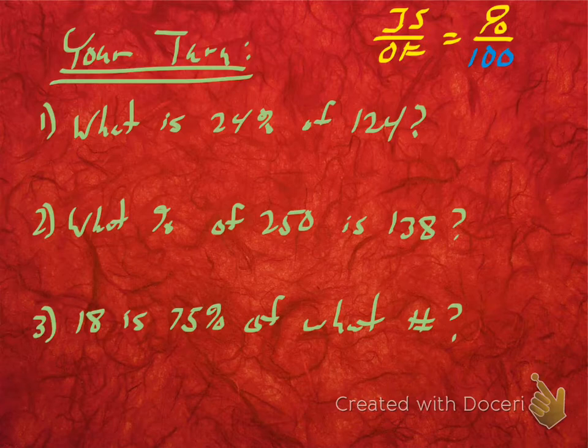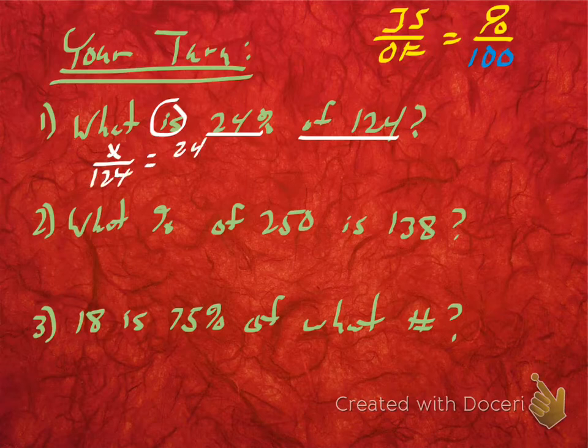All right, I'm going to trust you that you went ahead and you did these. All right, so let's go ahead and set it up. What is 24% of 124? Well, we know the of, we know the percent, we're looking for the is. So it's x over the of, which is 124. Oops, sorry, I can't quite read that.